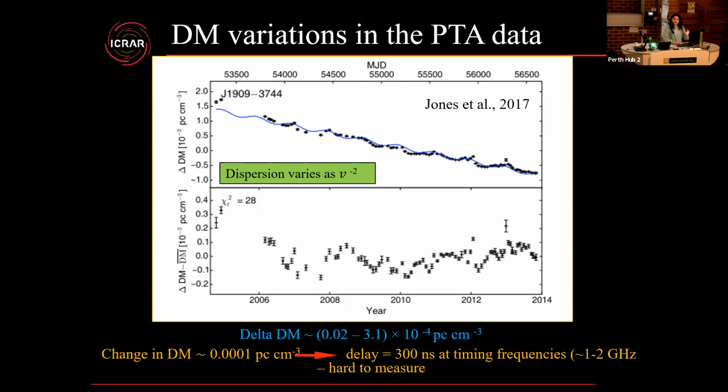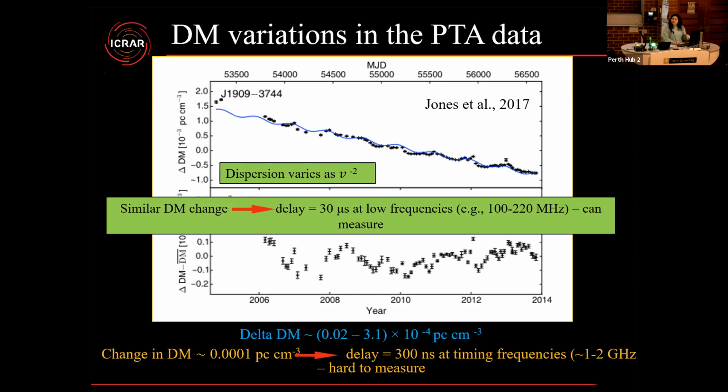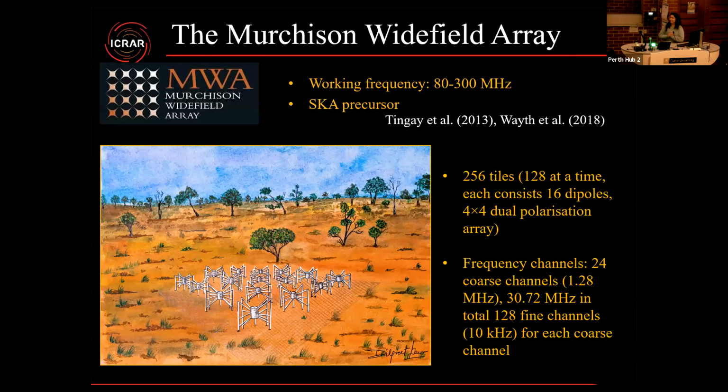But as dispersion has an inverse dependency on frequency, the same delay can produce 30 microseconds of delay at low frequencies. For low frequency observations, we have the MWA. I'm just showcasing one of my arrays. We all know it works from 80 to 300 megahertz. It has 256 tiles, but we can only use 128 at a time, and it gives us 30 megahertz of bandwidth.